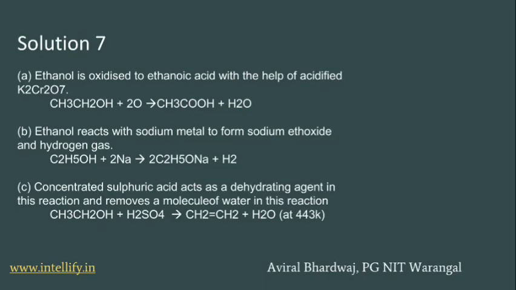And the third reaction is concentrated sulfuric acid acting as a dehydrating agent. You all know that concentrated sulfuric acid is dangerous, and it is a dehydrating agent. It absorbs water in this reaction and removes a molecule of water. This is the same reaction at 443 Kelvin, a high temperature. CH3CH2OH plus concentrated acid gives CH2=CH2 plus H2O. This forms ethene, with a C=C double bond.